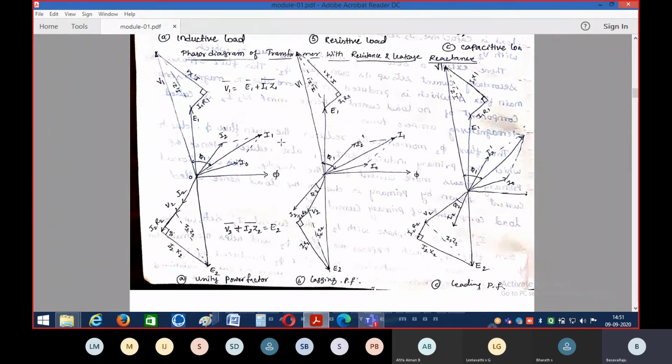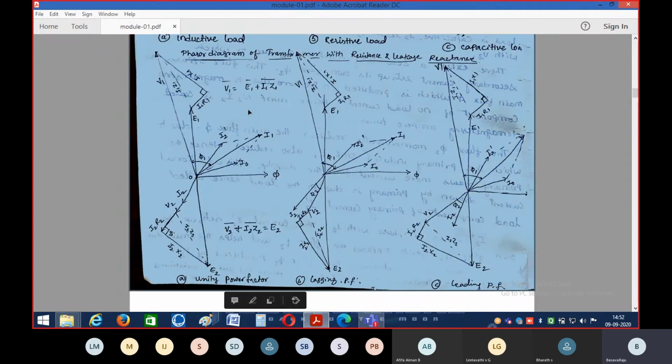So this is I1. And if you represent the E1 phasor like this, this is E1. In phase with I1, if you draw the vector I1 R1, and draw I1 X1 at 90 degrees to it, and add these two vectors, we get I1 Z1. So this is E1, this is I1 Z1. If you add vectorially E1 and I1 Z1, then the resultant vector is nothing but what?